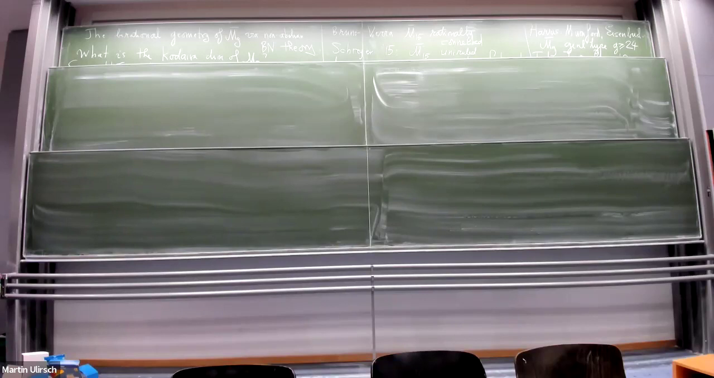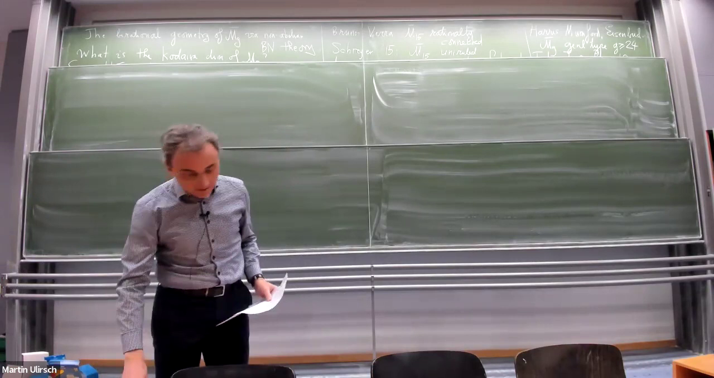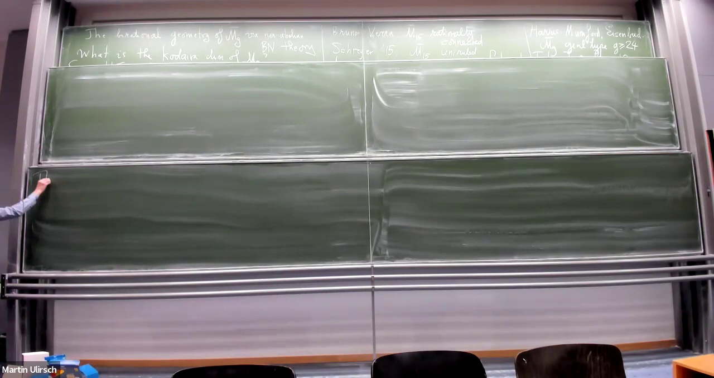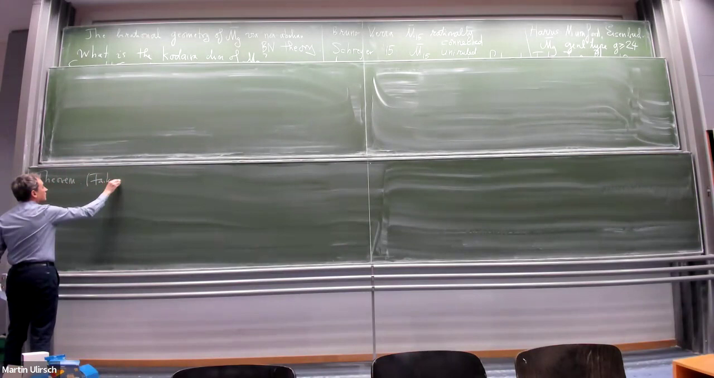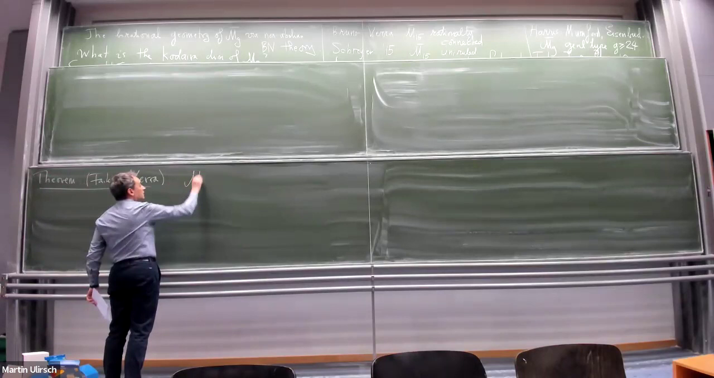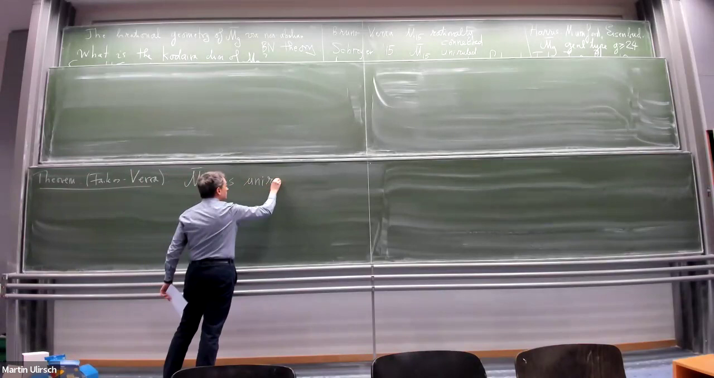Okay, so let's try to make some progress in this problem. And so I will discuss the following theorem. It says, very easy to say: M16 is uniruled. So the Kodaira dimension of M16 is negative.